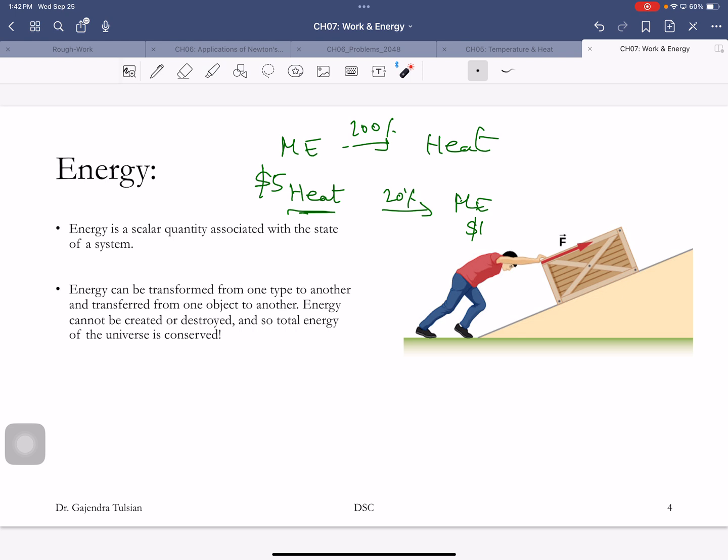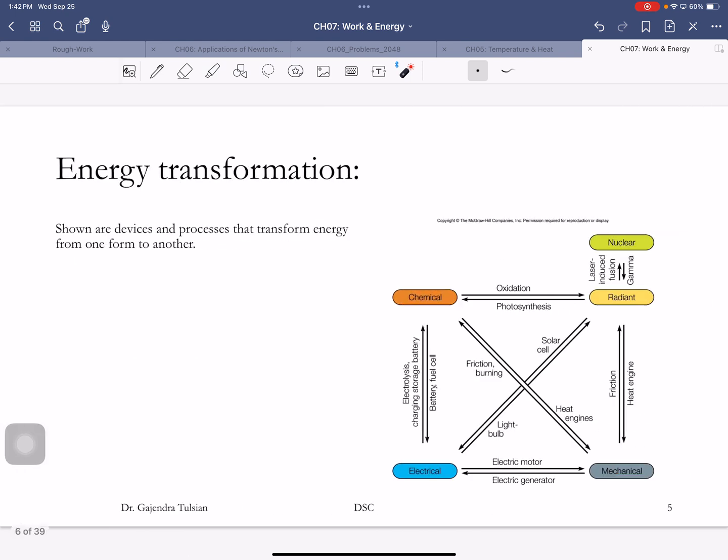The total energy of the universe is conserved. Okay. So here are various devices. They are transformers. What do we mean by transformers? They're converting energy from one type to another. Okay. So plants will absorb electromagnetic energy, and via photosynthesis, the process, they'll convert it into chemical energy. You can take chemical energy and oxidize it and convert it into radiant energy.